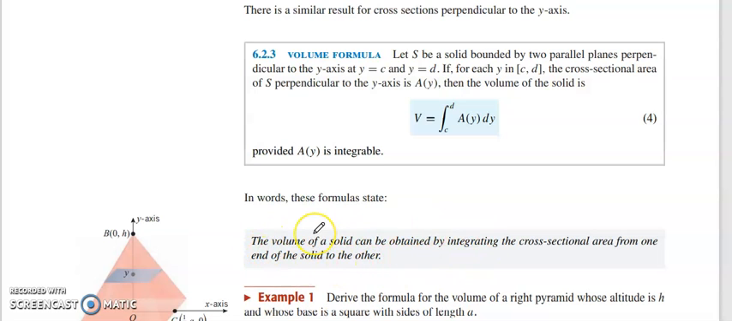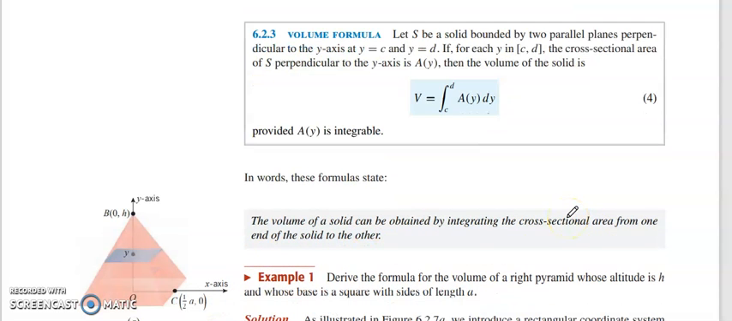So we can say in the method of slicing, the volume of the solid can be obtained by integrating the cross-sectional area from one end of the solid to the other. Let us look at an example of finding the volume by the method of slicing. The question is: derive the formula for the volume of a right pyramid whose altitude is h and whose base is a square with sides of length a.